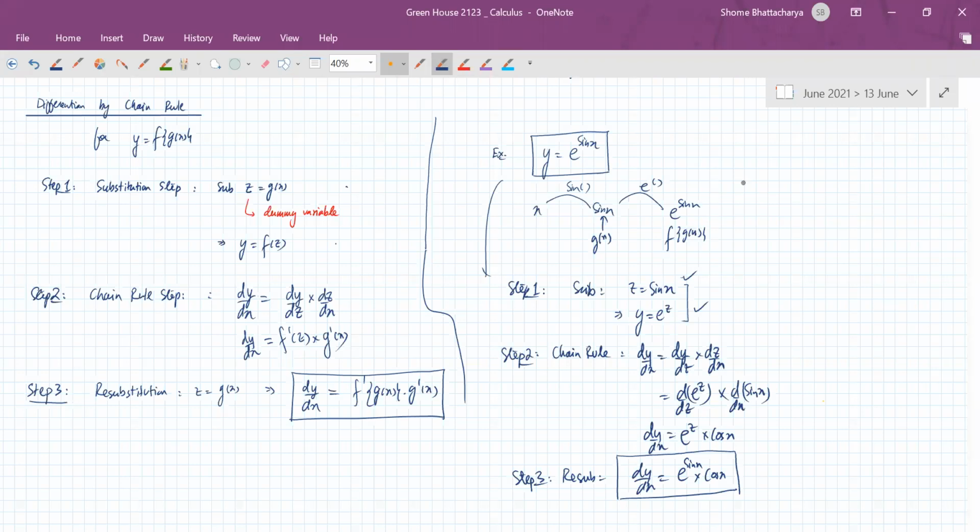Okay, so those who have finished writing this down, just try out this next question. y is equal to square root of x square plus 1. Now we want to find dy by dx.